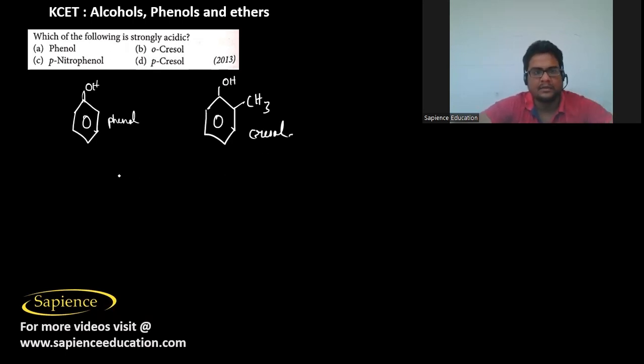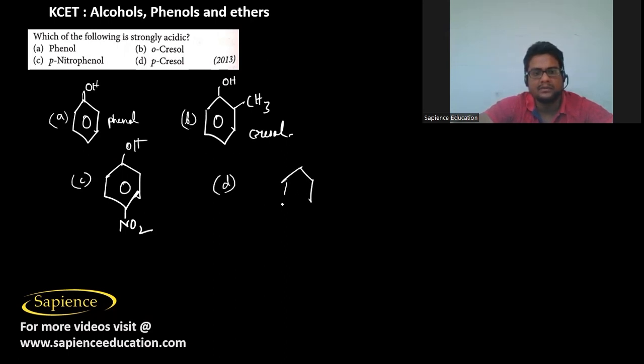And then we have paranitrophenol. Here the nitro group is attached, which is the C1. This is option A. This is option B. And D is paracresol, which is like this. Paracresol, and this one is paranitrophenol.